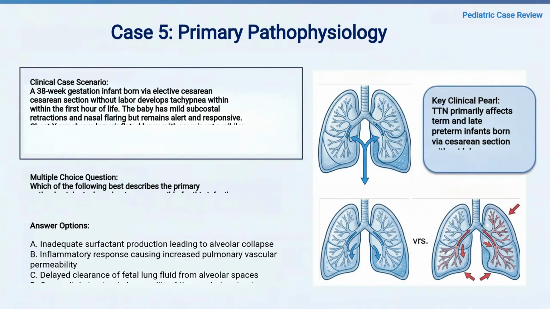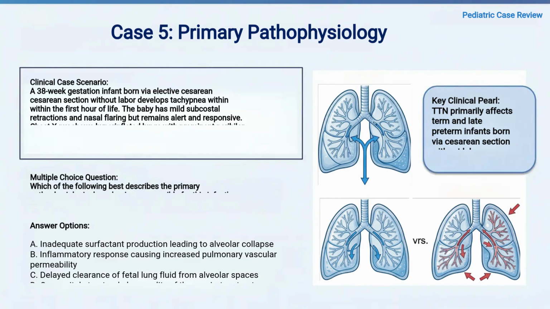Case 5. A 38-week gestation infant born via elective cesarean section without labor develops tachypnea within the first hour of life. The baby has mild subcostal retractions and nasal flaring, but remains alert and responsive. Chest X-ray shows hyperinflated lungs with prominent parahilar markings and fluid in the minor fissure. Which of the following best describes the primary pathophysiological mechanism responsible for this infant's respiratory distress?